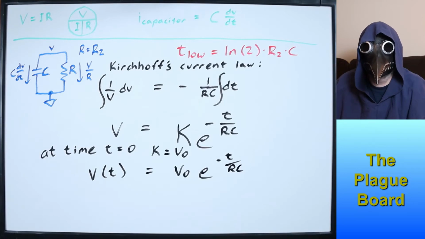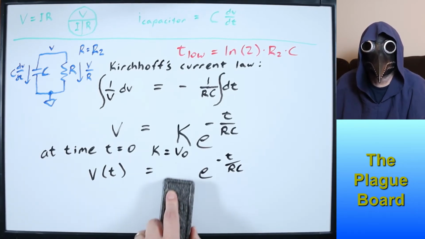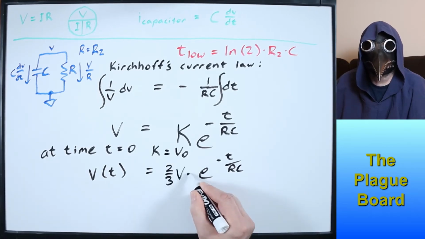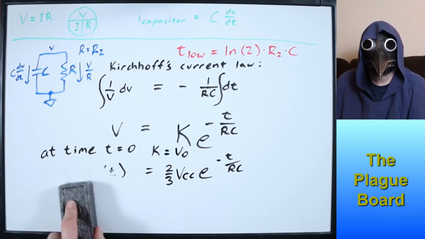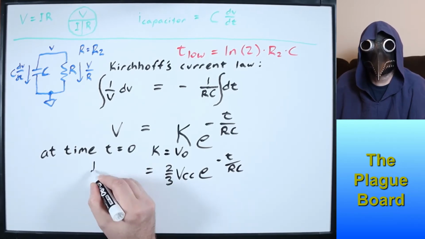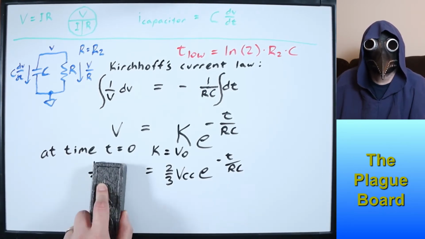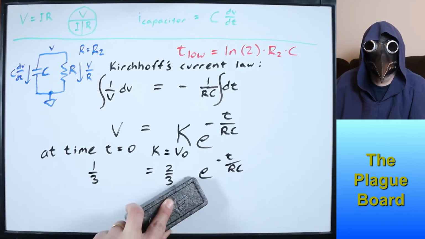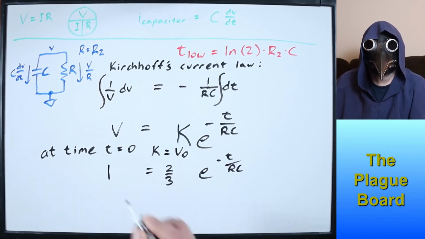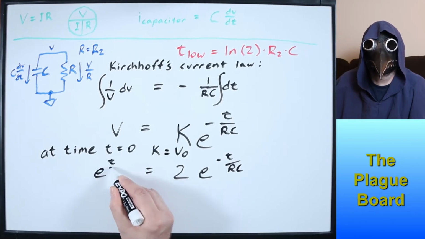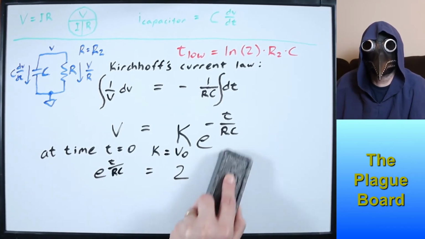We know the initial voltage during the time low starts out at 2/3 VCC, and we are looking for the time it takes for the voltage to drop to 1/3 VCC. So now we just need to solve this for t. Let's divide each side by VCC. Now let's multiply each side by 3. Multiply both sides by e to the t over RC.